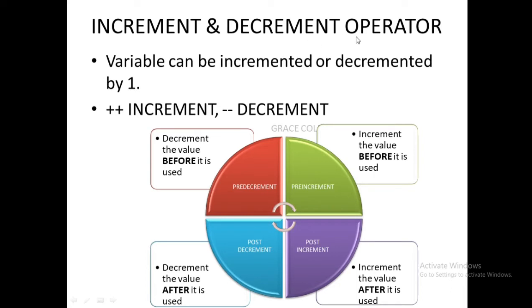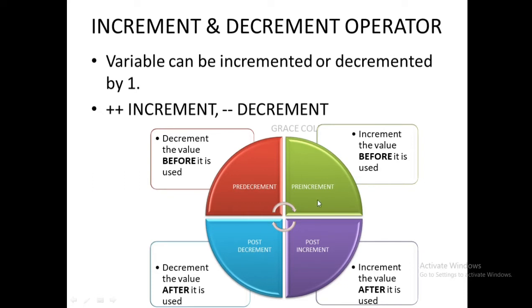Next is increment and decrement operator. This increment or decrement operator is going to increase or decrease the value of a variable by 1. So plus plus is used to denote the increment operator and minus minus symbolizes the decrement operator. So there are two types of increment operators, pre-increment and post-increment. Similarly, decrement operator also has two types, which are pre-decrement and post-decrement.